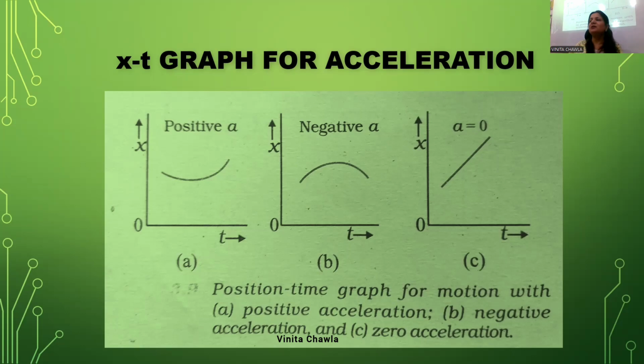And if acceleration is 0, it means the object is not accelerating at all. The object is moving with constant velocity, covering equal displacement in equal intervals of time. And if there is equal displacement in equal time, then we get a straight line. This is what we are getting here in the third graph.